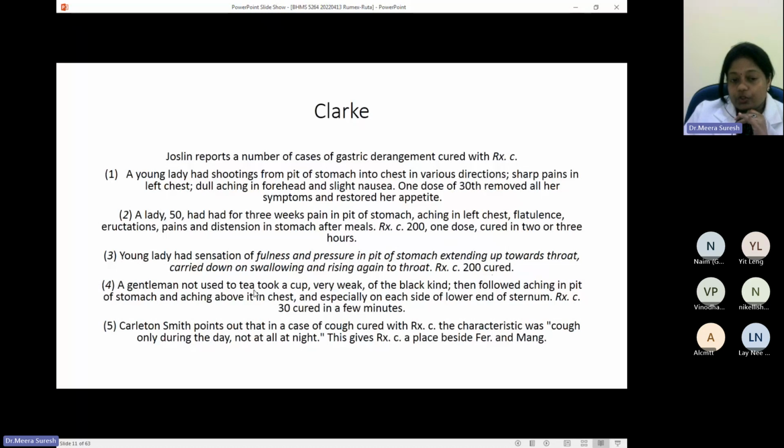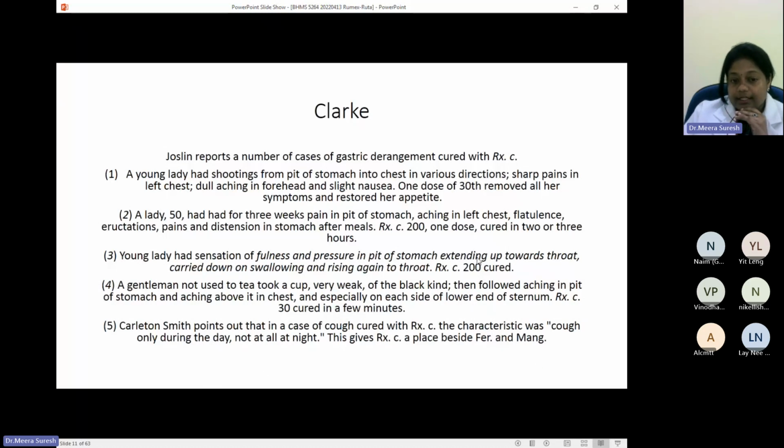A gentleman not used to tea took one cup of it, a very weak one of the black kind, and following it there was pain in the pit of the stomach and aching above it in the chest, especially on each side of the lower end of the sternum. Rumex crispus was given. Carleton Smith points out that the case of cough cured with Rumex was cough only during the day and not at all at night. And here the comparison comes with Ferrum and also Manganum aceticum.